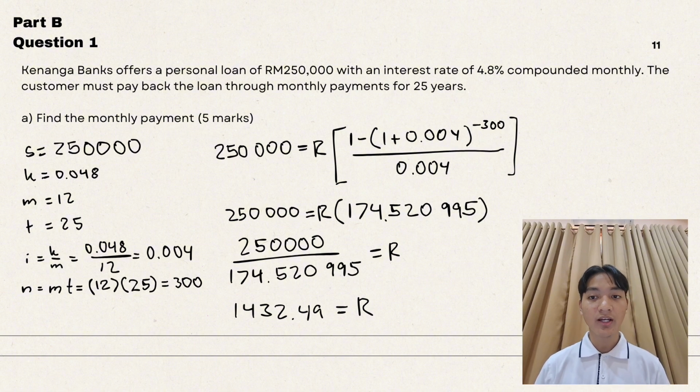In this question, we'll use the annuity formula. Then we'll get 250,000 equals to R open bracket 1 minus open bracket 1 plus 0.004 close bracket to the power of negative 300 divided by 0.004 close bracket. First, we'll calculate the amount in the bracket. And then we'll get 250,000 equals to R times 174.520995. When we move the number in the bracket to the other side, it will become division. So, 250,000 divided by 174.520995 equals to 1,432.49. So the answer for the monthly payment or R is 1,432.49.